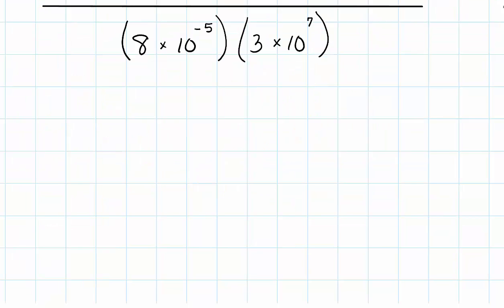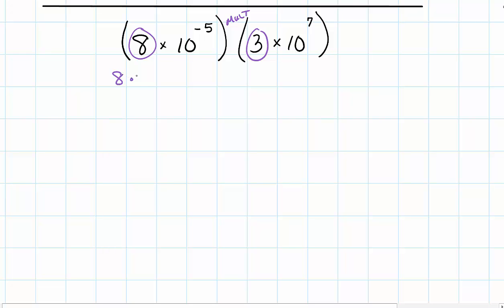So here's another one. Let's follow our rules once again. We're going to take our coefficients and multiply those together, because that's what this is saying. When parentheses are next to each other, it means to multiply. So 8 times 3, if I multiply 8 and 3, I'm going to get 24.